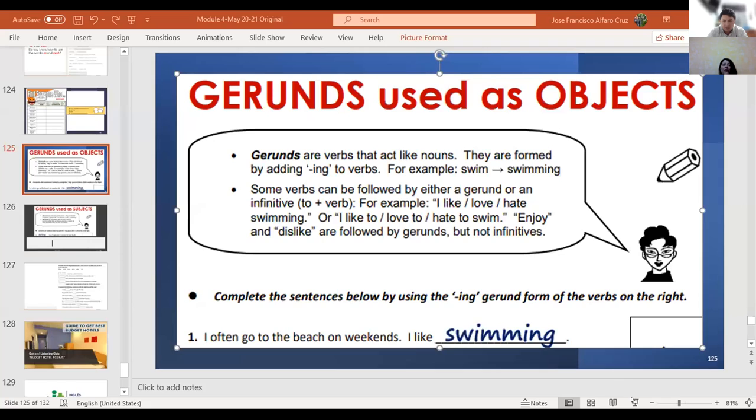Correct. There are some verbs that can take either an infinitive, I like to cook, or I love cooking, I like cooking, right? But in some other cases, some verbs only take or accept an ing form, okay? And that's what I want to show you right now. So take a look at my screen over here, please.